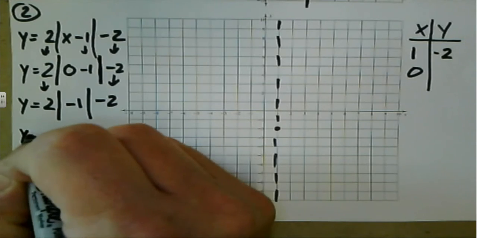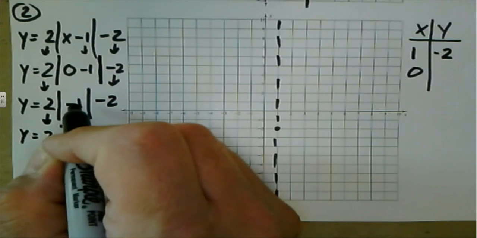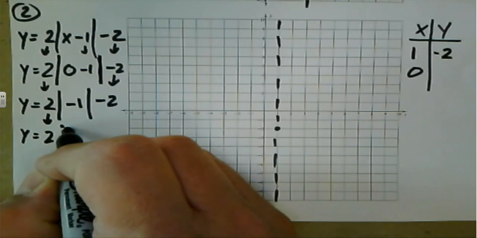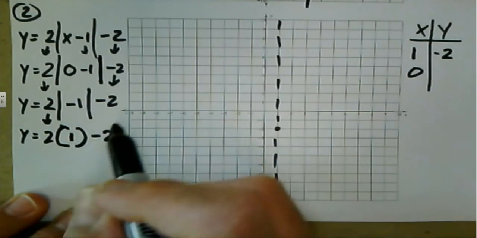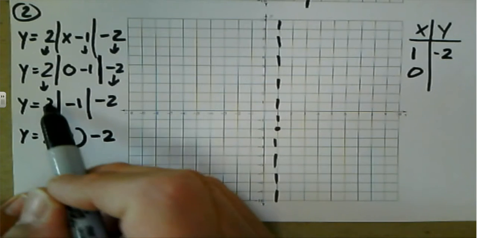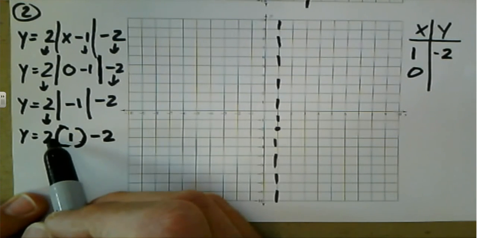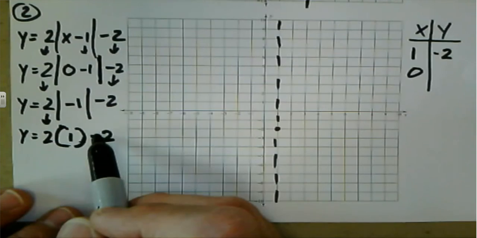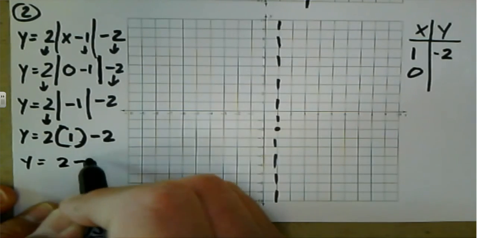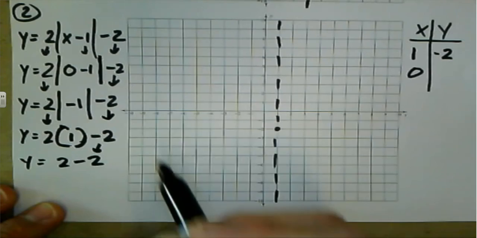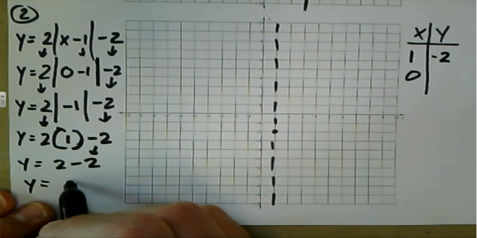Now we need to do the absolute value of negative 1, which happens to be 1. Now, once I did the absolute value of it, I dropped the absolute value symbols and I put in parentheses. So this is 2 times 1 minus 2. 2 times 1 is 2. Bring down the minus 2. And 2 minus 2 is 0.